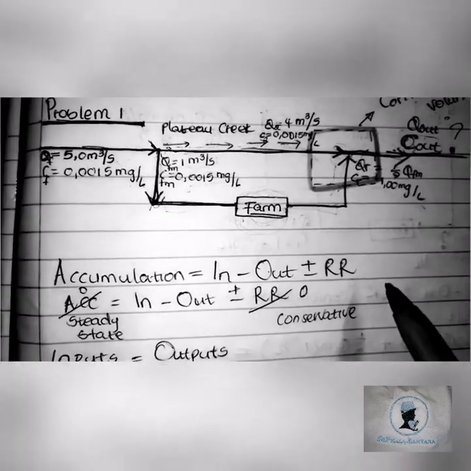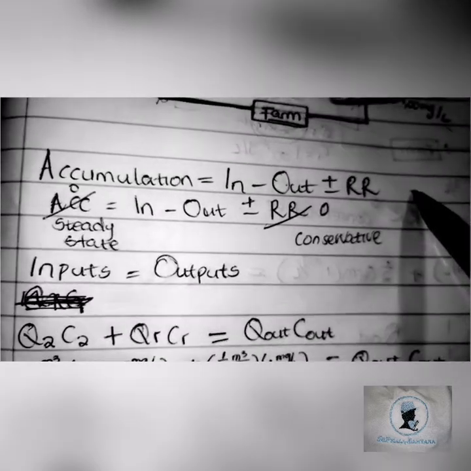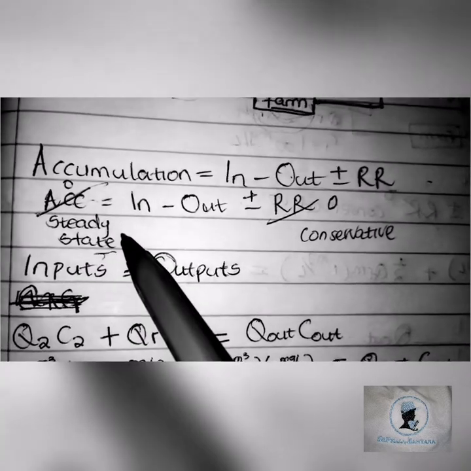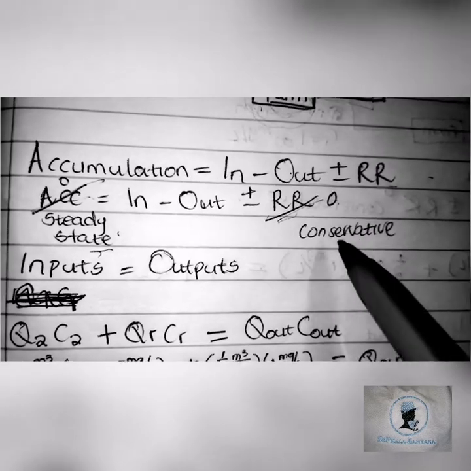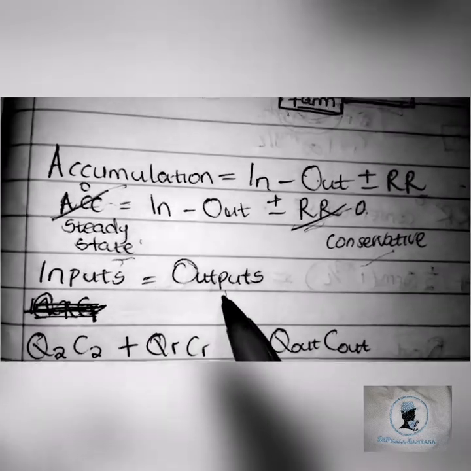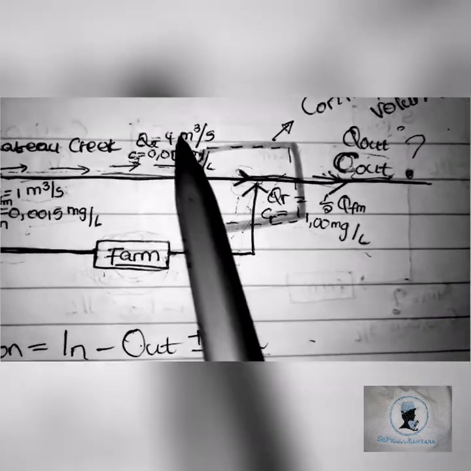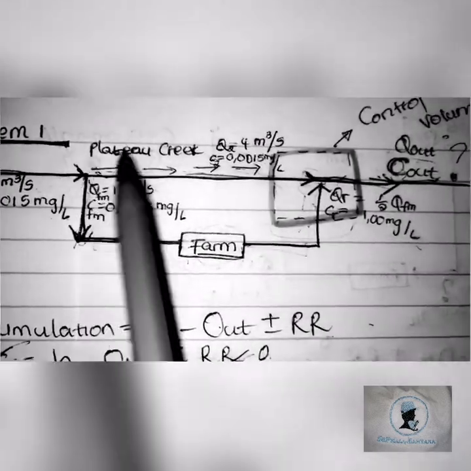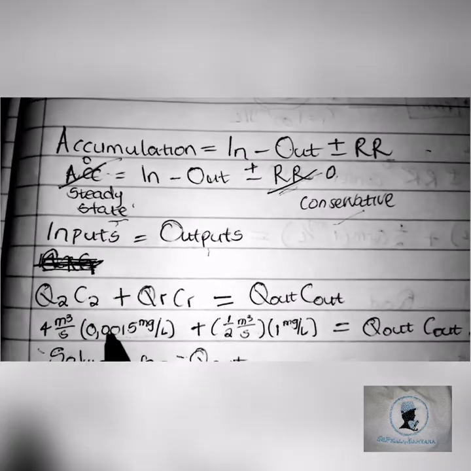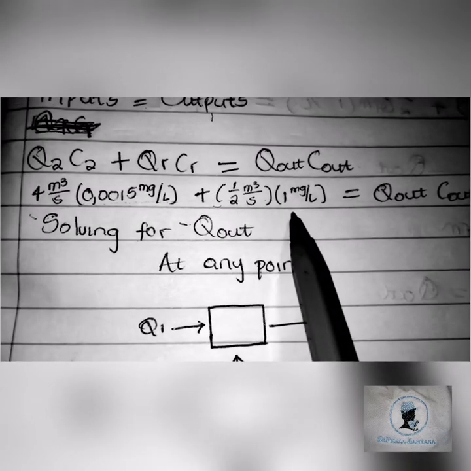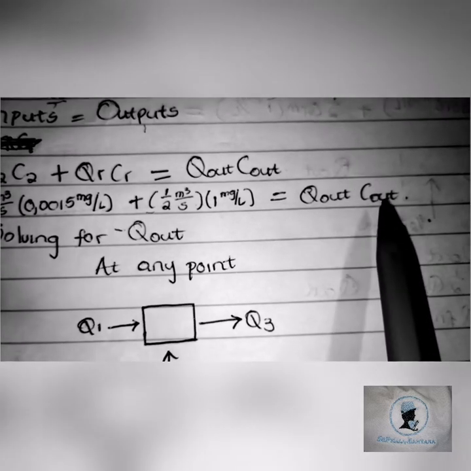So we're going to write our mass balance analysis equation. This is how we're going to solve this question. We're going to write down our mass balance analysis equation, universal, and cancel out accumulation. Why? Because it's a steady state. And then we cancel out reaction rate. Why? Because it's a conservative substance. And then we're going to be left with input is equal to output. At our input, we're going to say 4, we are not going to use 5, because we are going to deal with everything that happened after this disturbance. So it's going to be 4 multiplied by 0.015, plus 1 multiplied by half, half being the new flow rate, is equal to Q out multiplied by C out.